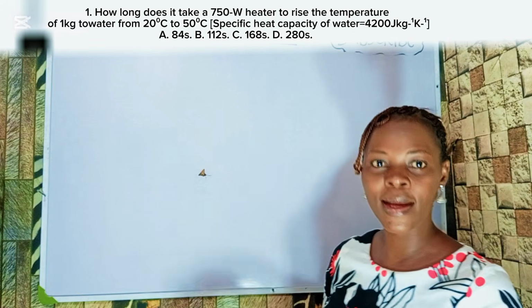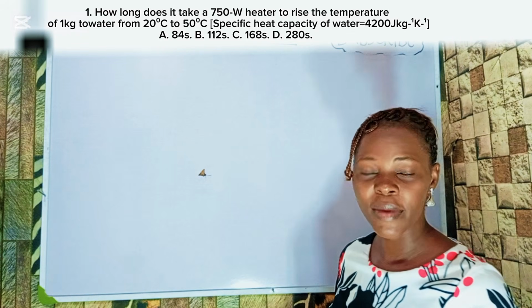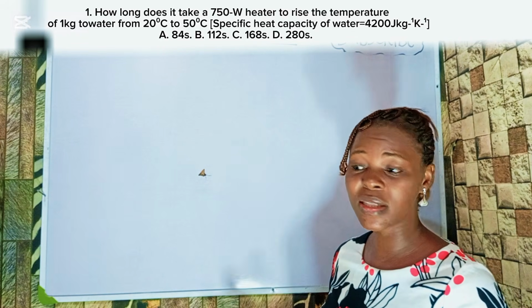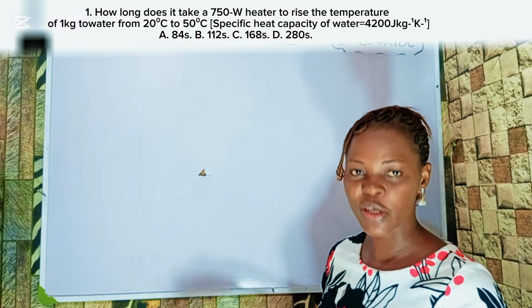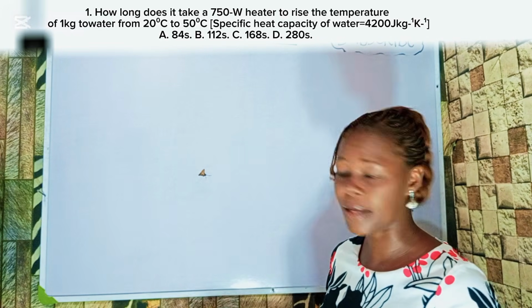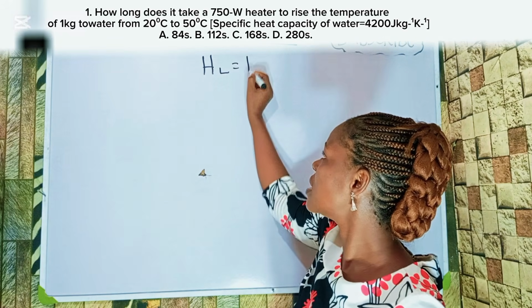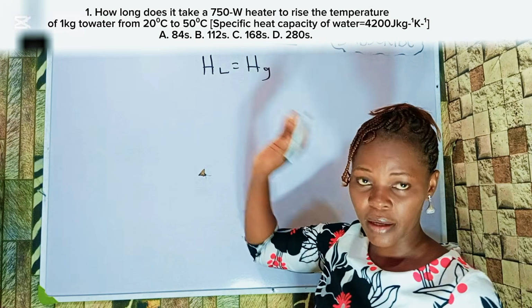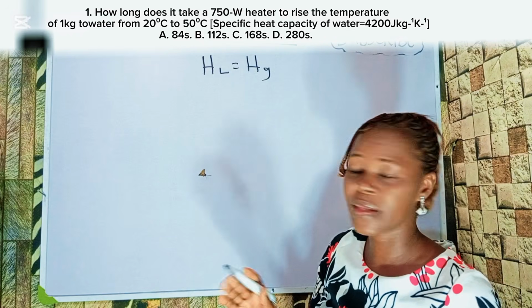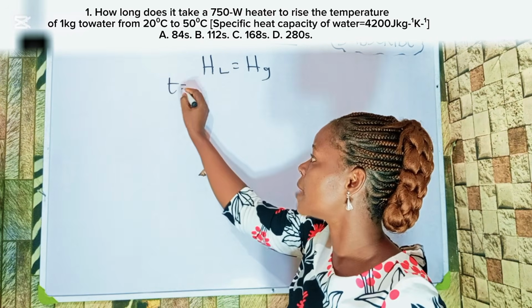Now, the question says how long, and how long means time. And we're dealing with an electric heater, so this is heat loss by the electric heater, and this is the specific heat capacity gained by the water. Heat loss is equal to heat gain. But before we solve, let us set our parameters. We are asked to find the time.